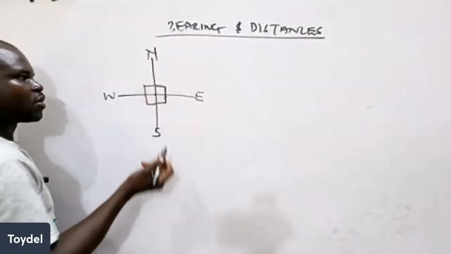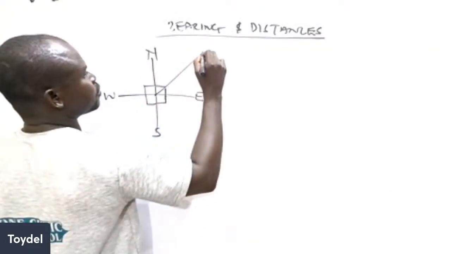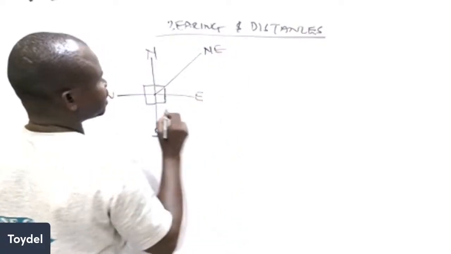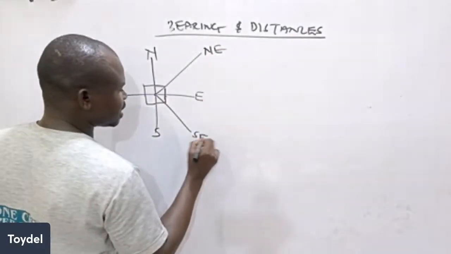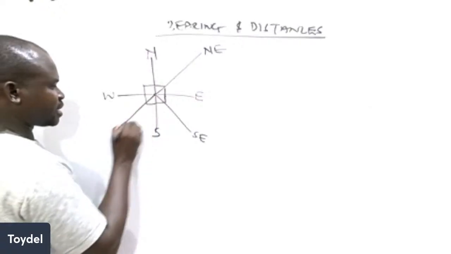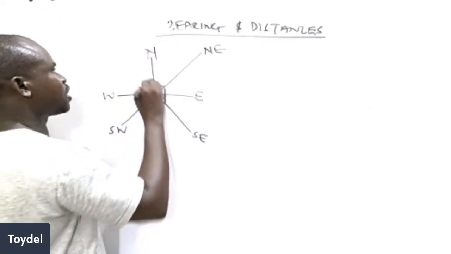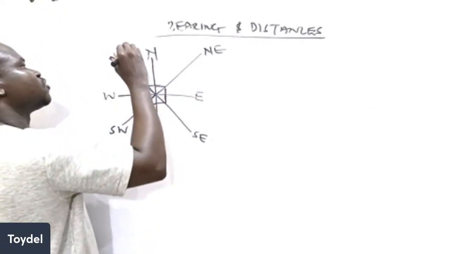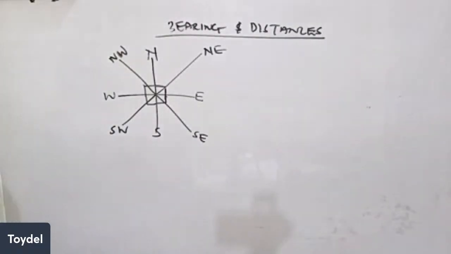Okay? So if this is the midpoint, we can talk about northeast. We can talk about southeast. The naming will start from the north, either north or south. We can talk about southwest. We can talk about northwest. So the naming will strictly start from either north or south.